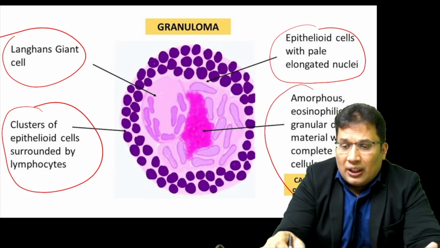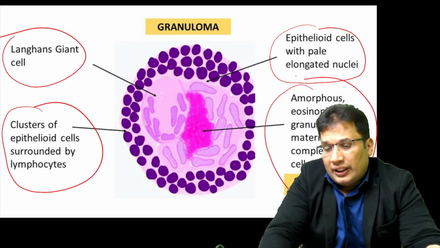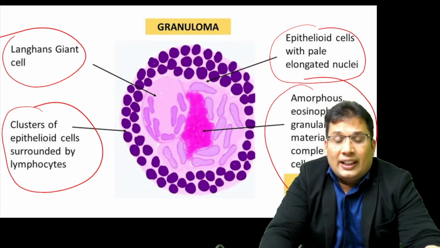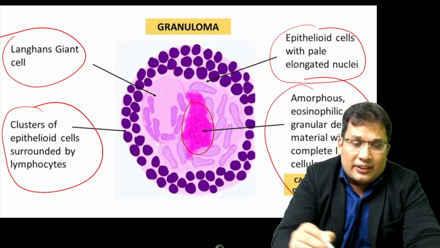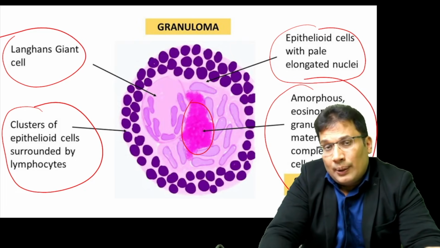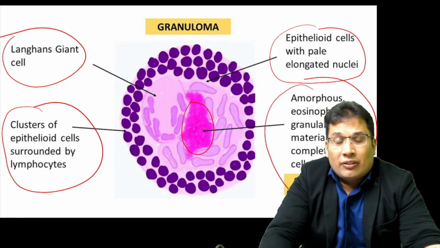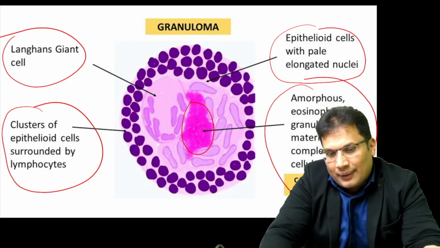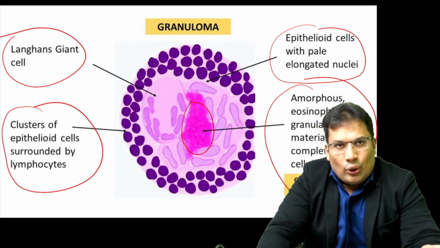And at the end you need to write amorphous, eosinophilic, granular, debris-like material with a complete loss of cellular details. So this is what is known as caseous necrosis. It's a subtype of coagulative necrosis. There will be some findings of liquefactive necrosis as well. The classical example is tuberculosis. So this completes all your short answers.